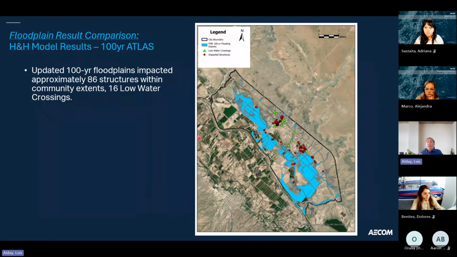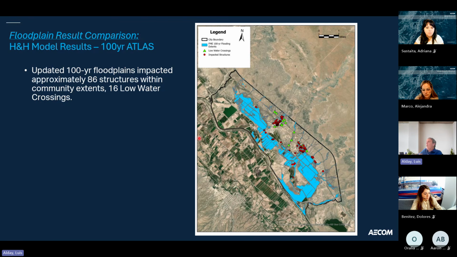This represents a 100-year event. What will happen with Fort Hancock? If a 100-year event happened, 86 structures within the community extents will be inundated or surrounded by water, and 16 low water crossings will have water overtopping those roads.